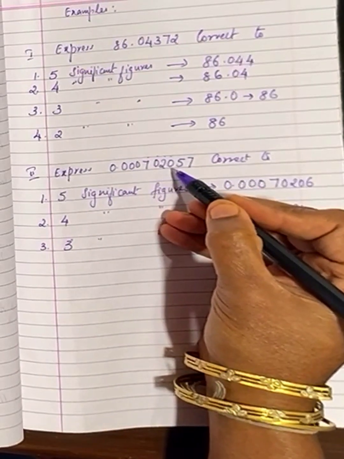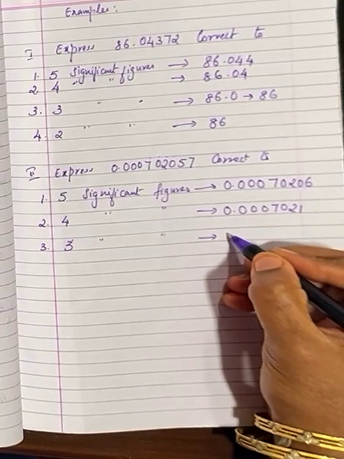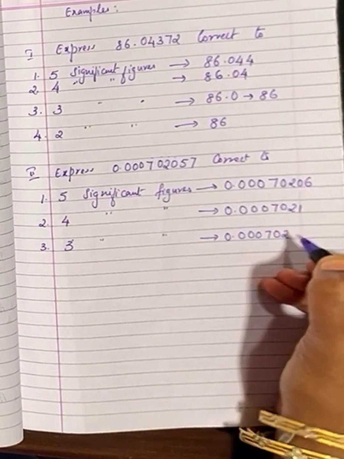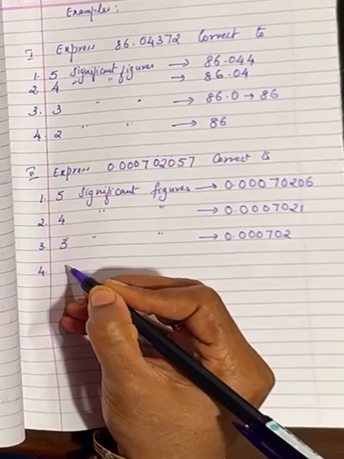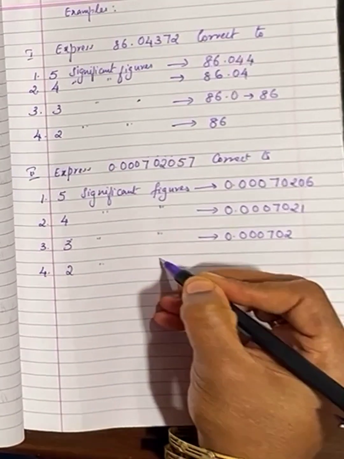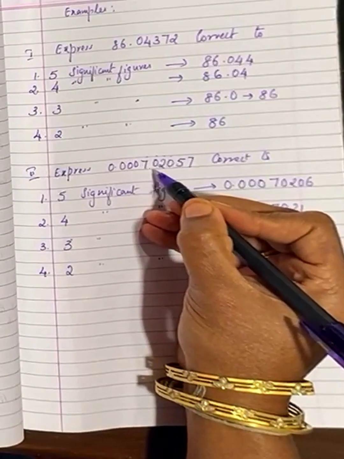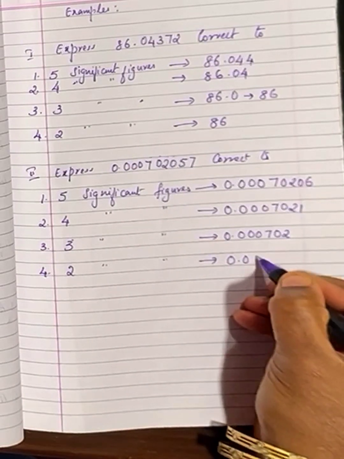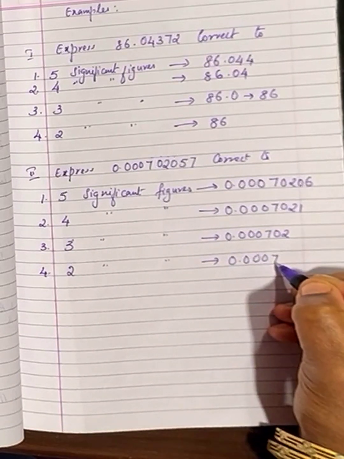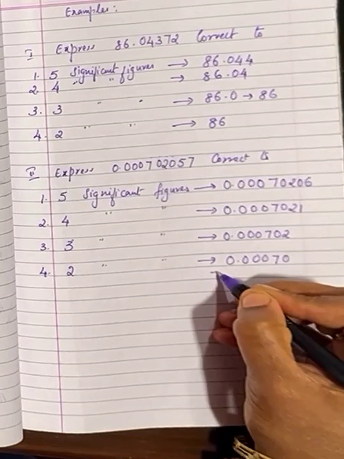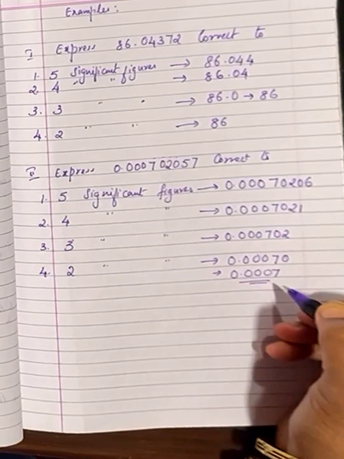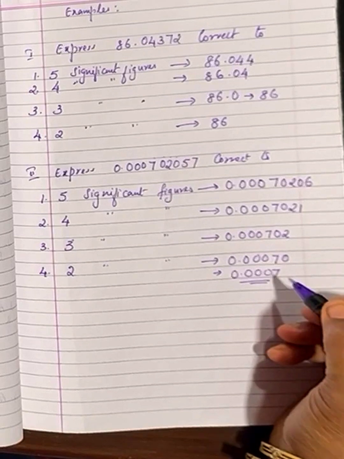Next is 3 significant figures. So you have 702 and the last number is 0, ignore it. Next is 2 significant figures, which means 70 you have, and the next is 2, you can avoid it. So it will be 0.00070, which will be equivalent to 0.0007. That's it. So that's all about significant figures.